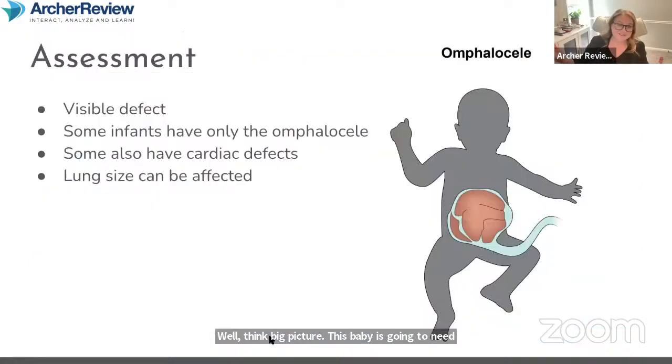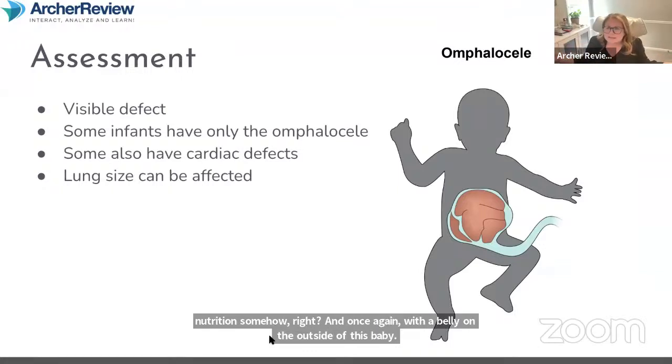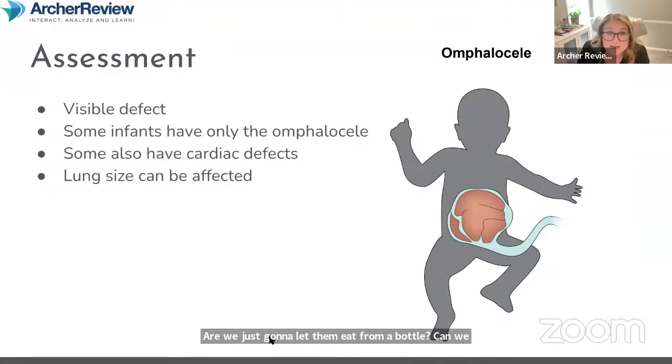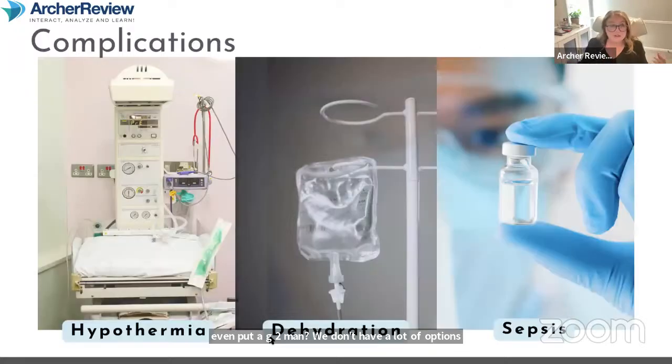And once again, with a belly on the outside of this baby, are we just going to let them eat from a bottle? Can we even put a G-tube in? We don't have a lot of options going on here. We've got to use an IV to deliver their nutrition. We've got to do that total parenteral nutrition. And that is going to provide hydration and fluids, and nutrition. So it's nutrition and hydration, preventing that dehydration.